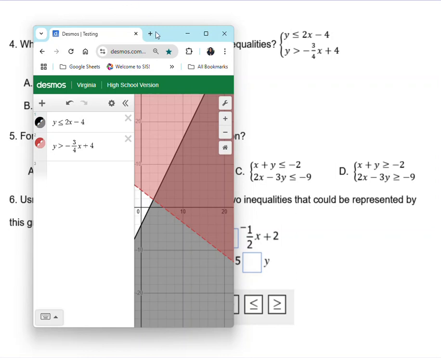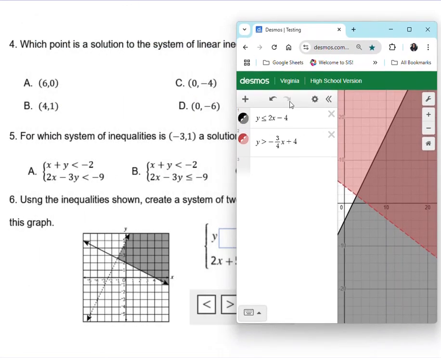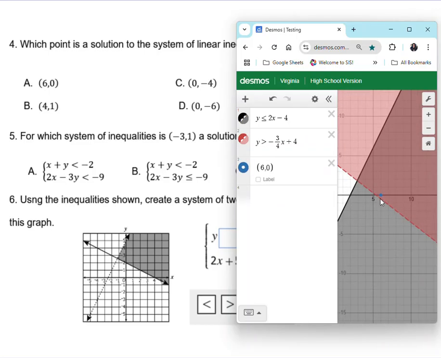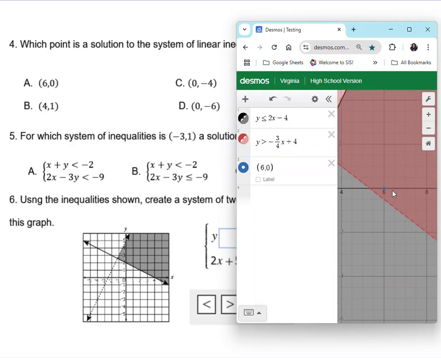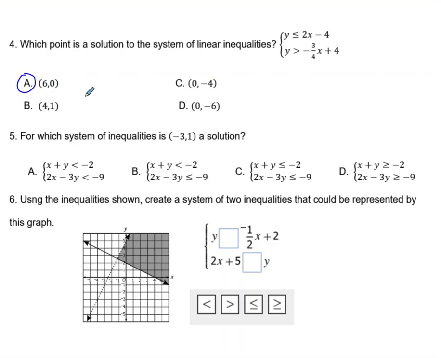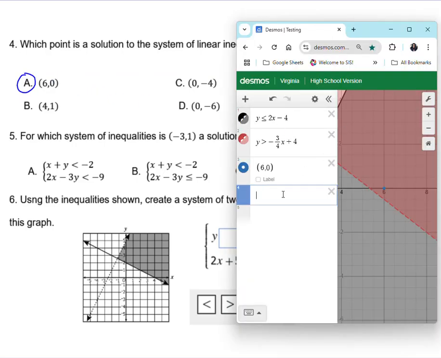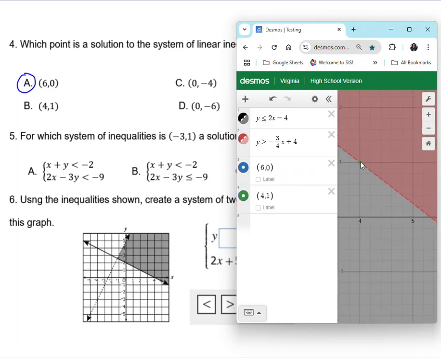Okay, so what we're going to do is take each of our solutions. I'm going to graph each point, 6, 0. Now yes, this is a solution because you see it's in this double shaded part, so that is my answer, but I want to show you how the rest of them are not solutions. Okay, so here's the second one. You see how the green dot is on a dotted line? If it's on a dotted line, it is not a solution.